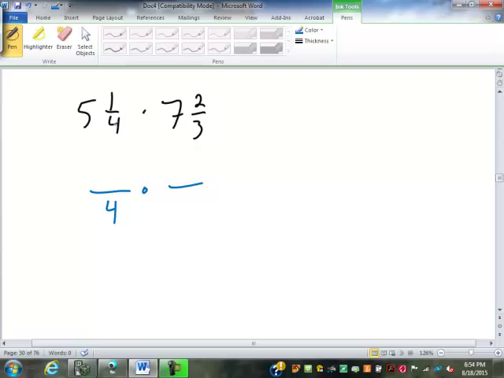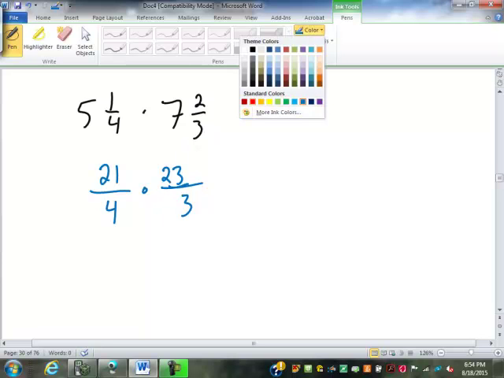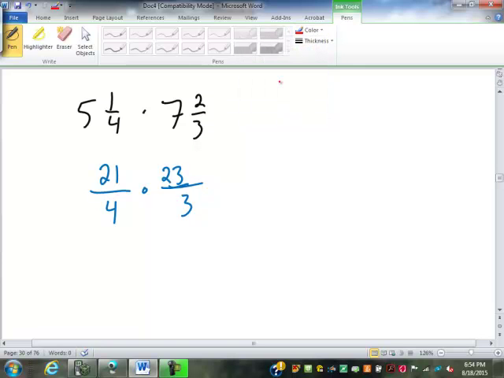21. 5 times 4 is 20 plus 1 is 21. This is going to become how many thirds? 23. Perfect. 7 times 3 is 21 plus 2 is 23. And now at this point, just like any other fraction, we can cross cancel. Is there anything here we can cancel out? 21 and 3 can both be divided by 3 to give me 1 and 7.